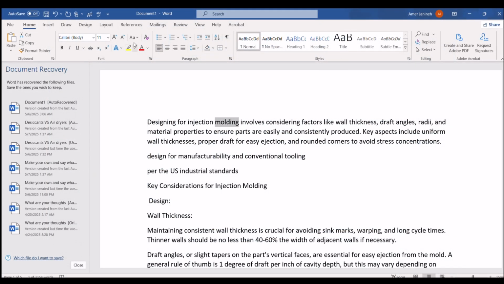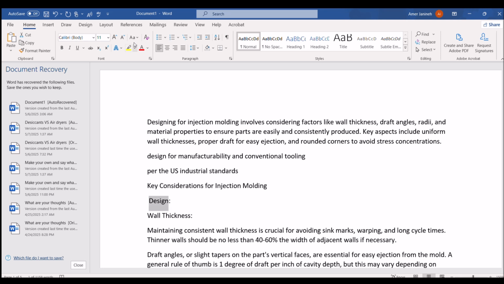Designing for injection molding involves considering factors like wall thickness, draft angles, radii, and material properties to ensure parts are easily and consistently produced. Key aspects include uniform wall thicknesses, proper draft for easy ejection, and rounded corners to avoid stress concentrations. Design for manufacturability and conventional tooling. Per the U.S. industrial standards. Key considerations for injection molding.